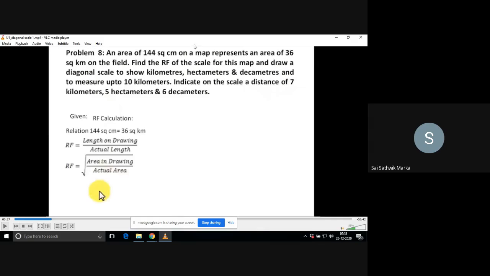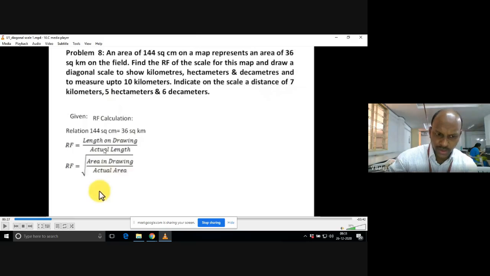Square, square. If by mistake you did not take the square root, you would get a different answer. You must take the square root because it is an area problem, and we need to convert it into a linear problem. Here you see the relation given: 144 square centimeter equals 36 square kilometer. By reading this relation, you can understand what the drawing size is and what the object size is.